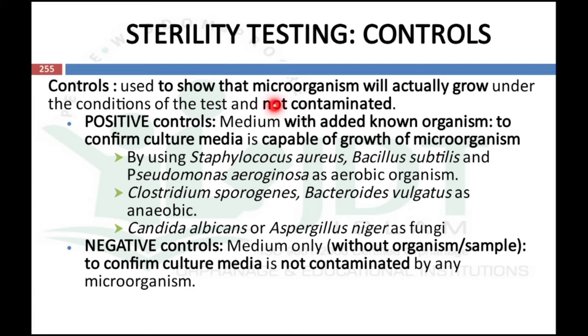In the positive control, along with the medium, we will add a known microorganism, and this is used to confirm the culture media is capable of growth of microorganism. So we can use Staphylococcus aureus, Bacillus subtilis, Pseudomonas aeruginosa as aerobic organisms, Clostridium sporogenes and Bacteroides vulgatus as anaerobic microorganisms, and Candida albicans and Aspergillus niger as fungi as a positive control along with the culture media.